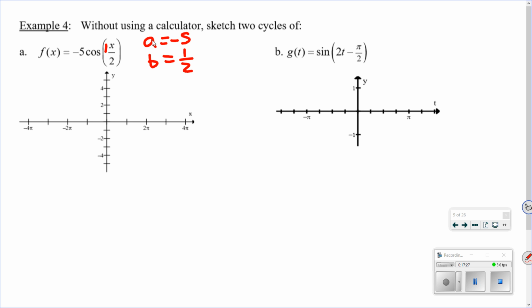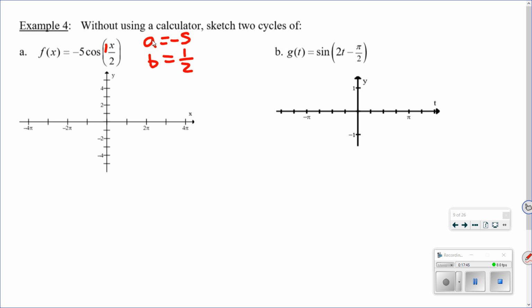If A is -5, it's going to affect the amplitude. So instead of being the amplitude of 1, the amplitude is going to be 5. Because it's negative, it's also going to reflect it vertically. So normally the cosine function starts going up. This one's going to start going down because of the negative. It's reflected across the x-axis.